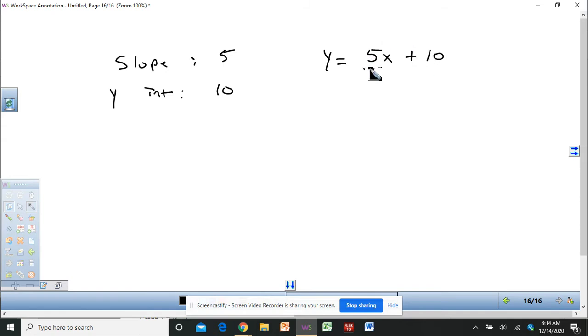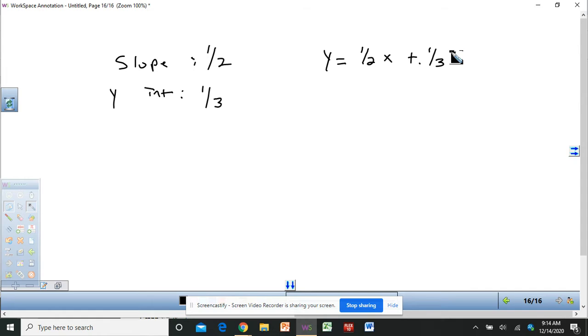Okay, your slope goes right here. This is your m. That's your b, your y-intercept. Okay, and it doesn't matter what it is. You're going to fill in those numbers today. So let's say they say slope is -6 and y-intercept is -2. You're going to go -6x right here, and then you're going to put a -2 at the end. If they said slope is 1/2 and y-intercept is 1/3, you're going to go y equals 1/2 x plus 1/3 because it's positive.